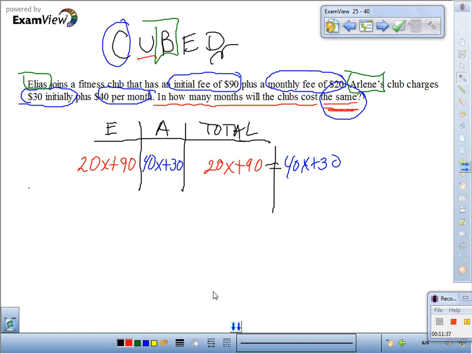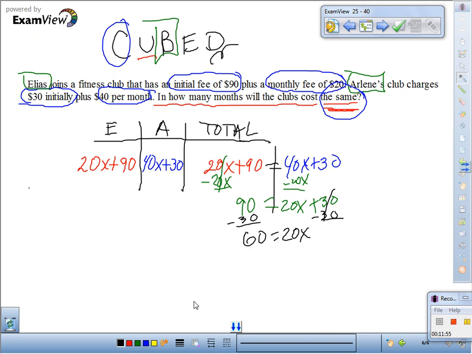Let's solve this. Minus 20x, minus 20x, we get 90 equals 20x plus 30. From there we subtract 30, subtract 30. 60 equals 20x. Then divide by 20, divide by 20. Therefore, 3 equals x. And we're done.